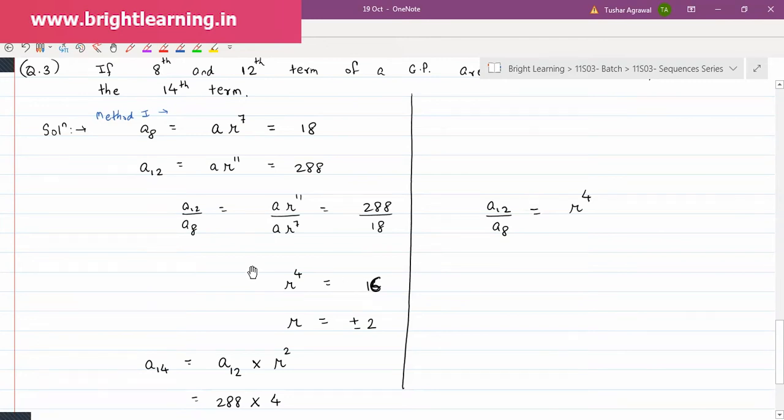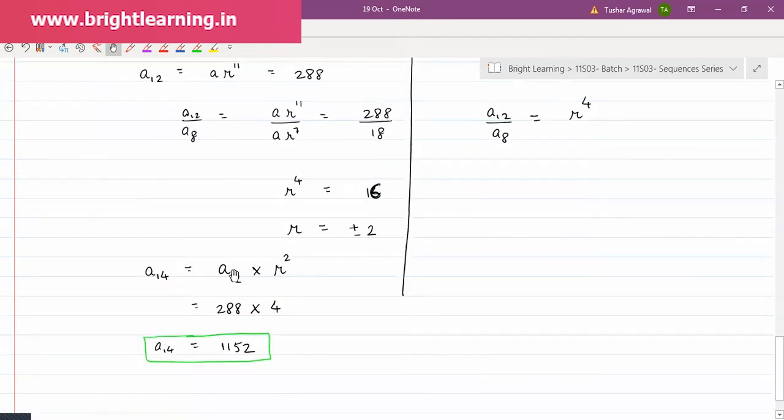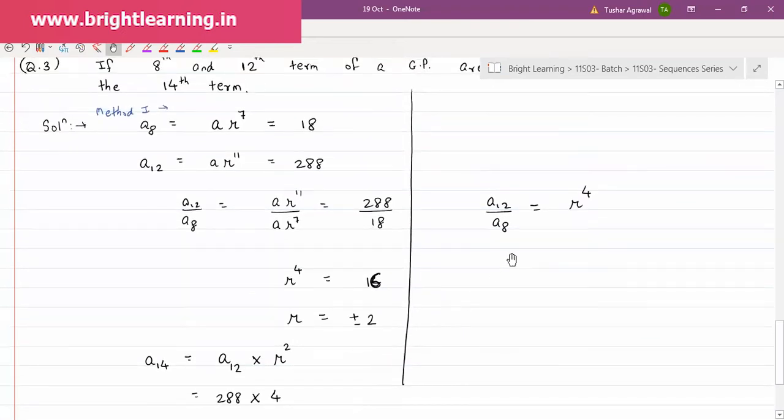How? This is the method I am approaching. The 14th term is 2 steps ahead from the 12th term. On similar lines, the 12th term from the 8th term, how many steps ahead? 4 steps ahead. So r to the power 4 is equal to the direct division 288 upon 18. This turns out to be 16 and so on. Got it? Yes, sir.